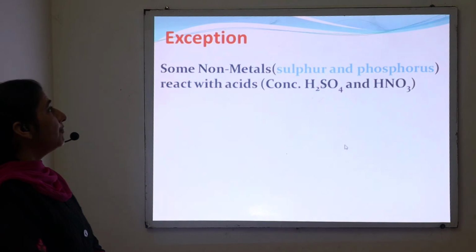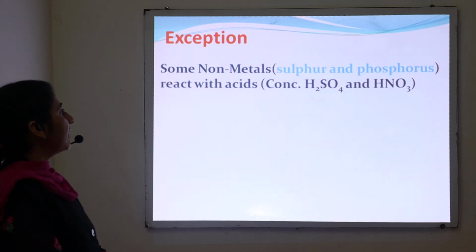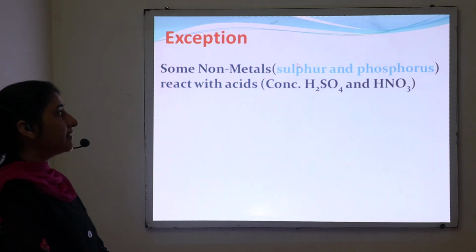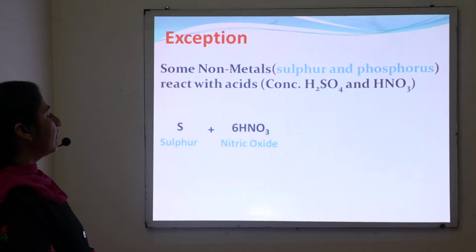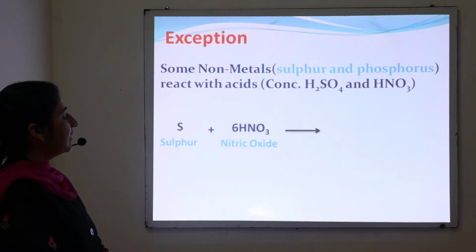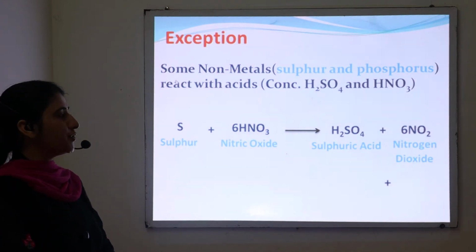However, there are a few non-metals such as sulfur and phosphorus that react with acids such as concentrated sulfuric acid and nitric acid. When sulfur reacts with nitric acid, it forms sulfuric acid and nitrogen dioxide.